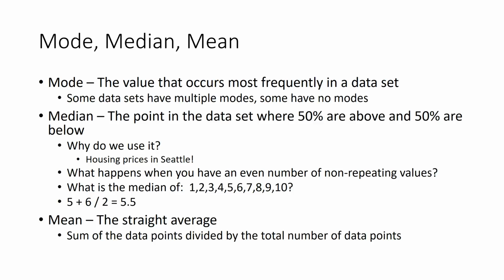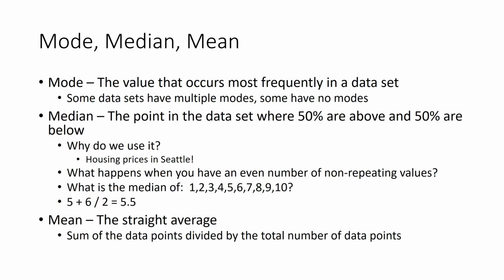All right, let's talk about mode, median, and mean. Many of you figured out that mode is the value that occurs most frequently in a data set. And the reason why I'm bringing this up is that there are some data sets that will throw you a curve. Some data sets have multiple modes, meaning that two or more values are repeated the same amount of times. And so those become multiple modes.